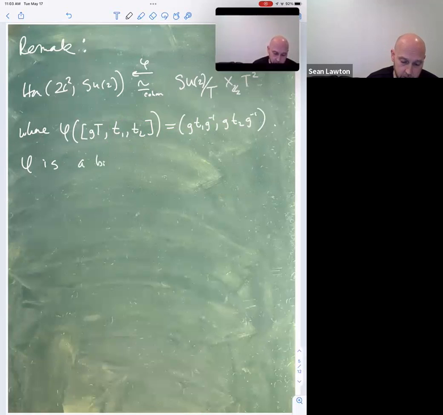And with that you can show phi is a birational surjective desingularization. And moreover, it induces isomorphisms in cohomology.